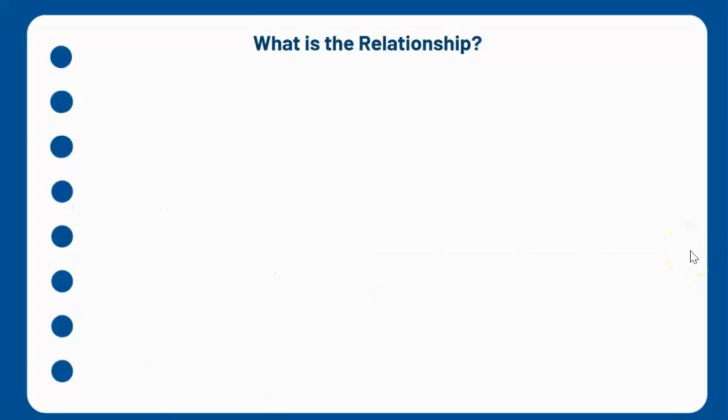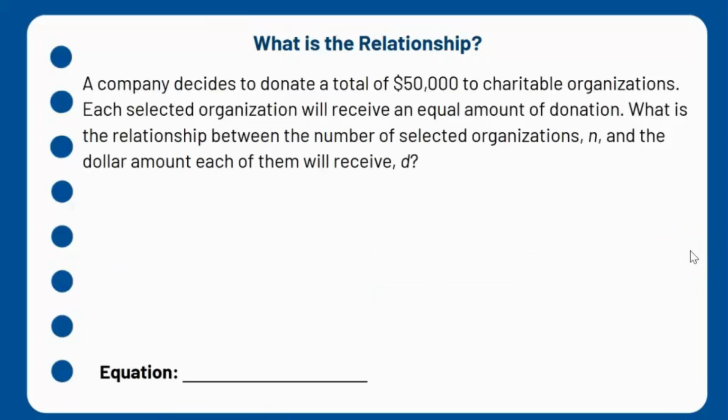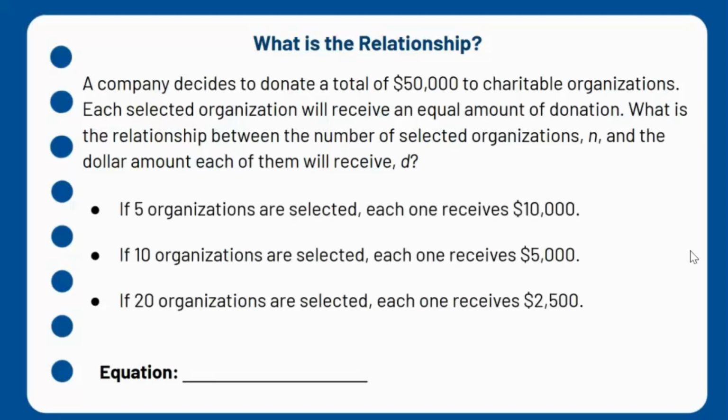For our last example, let's try to reason about the relationship between quantities in a new way. A company decides to donate a total of $50,000 to charitable organizations. Each selected organization will receive an equal amount of donation. What is the relationship between the number of selected organizations N and the dollar amount each will receive D? Let's consider the size of each donation for different numbers of organizations. If 5 organizations are selected, each one receives $10,000.